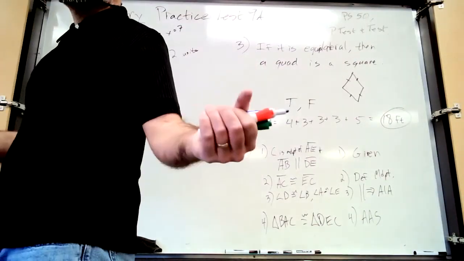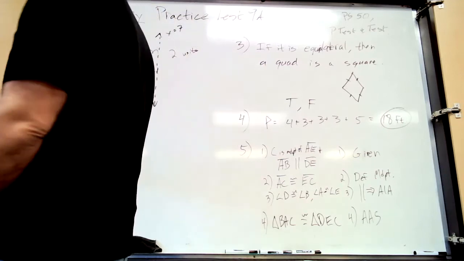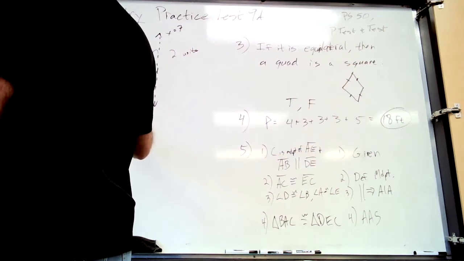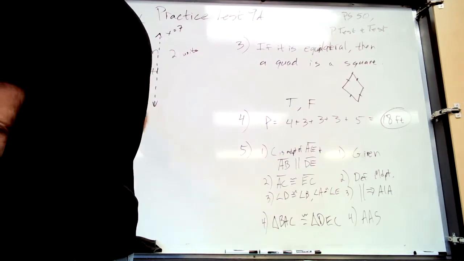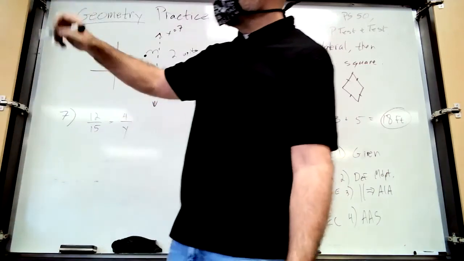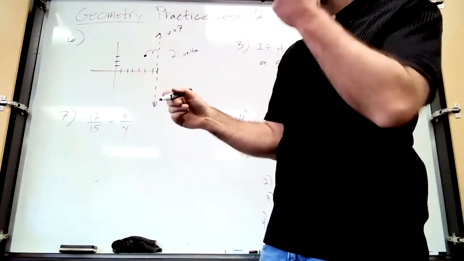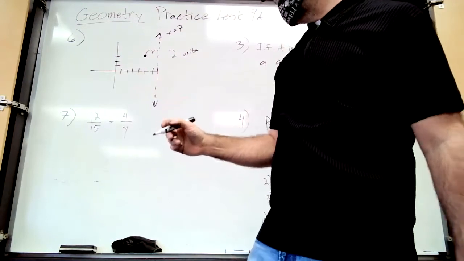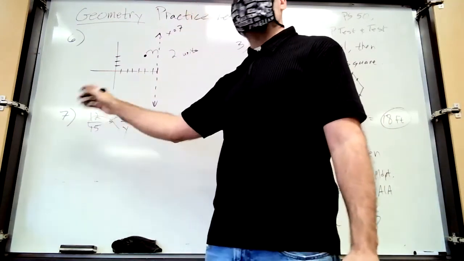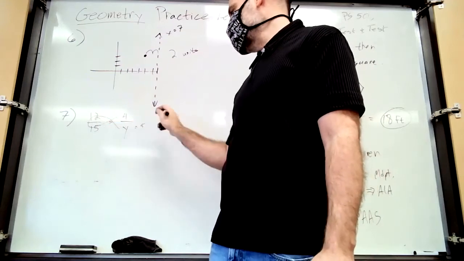And remember, proportions work however you want. So you can say 12 over 15 and then 4 over y if you wanted to. See how we just put those in the same position there? Then you can fish method that. 4 times 15 divided by 12 is 5.